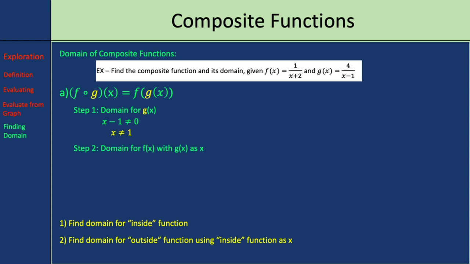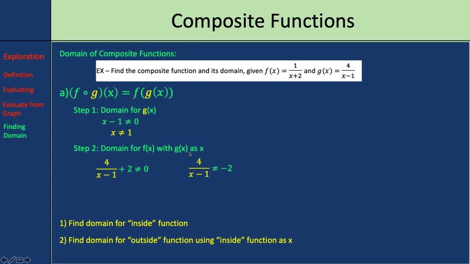Okay? That means that you look to the outside function, and the bottom is x plus 2. And typically you would have x plus 2 not equal to 0, but now you have to plug in g of x into that x. So instead of x plus 2 not equal to 0, I have 4 over x minus 1 plus 2 not equal to 0. So basically, what I did was I replaced that x right there with the function g of x, which is 4 over x minus 1.